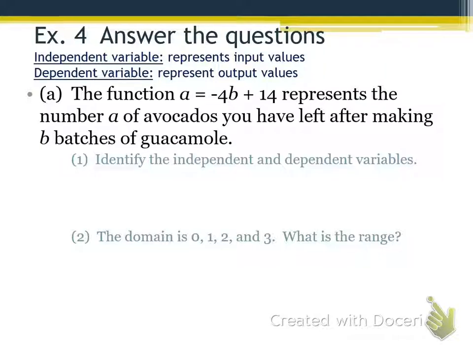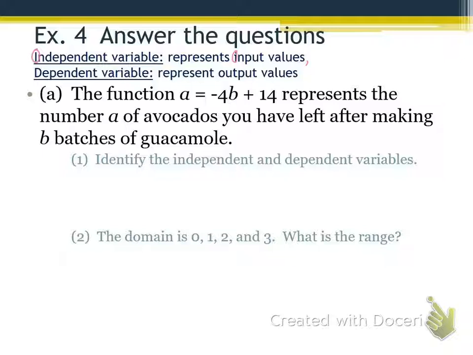Now the last thing we're going to look at is the independent and the dependent variables. All right, so stay with me because I'm going to try to make this as simple as I possibly can. You see that the independent variable represents the input values. You say, Ms. Johnson, how can I remember this? Well, independent starts with the letter I, and so does input values. Do you see that? All right.